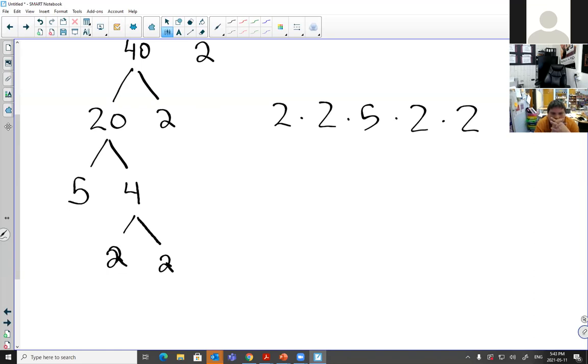Yeah. You can actually even shorten this up. How many 2s do I have here? 4. So I can write it like this if I wanted to also, right? 2 to the 4, which means 2 times 2 times 2 times 2, and then times 5. Okay? So the main thing there is you're looking at breaking it down into primes.